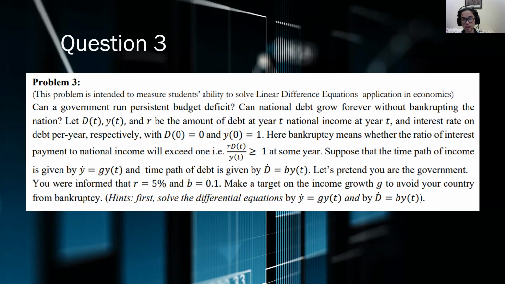Now suppose that the time path of income is given by Y dot equals g Y_t, and the time path of debt is given by D dot equals b Y_t. Now let's pretend you're the government. You are informed that r, the interest rate, is 5%, and b is 0.1. We're asked to set a target for the income growth g to keep your country from bankruptcy. We're given some hints here. First, we have to solve the differential equations for Y dot and D dot.